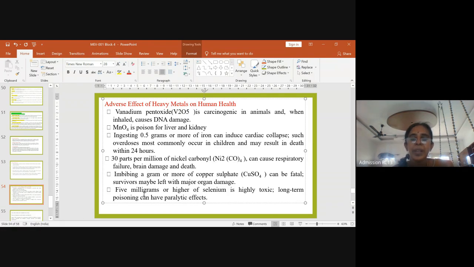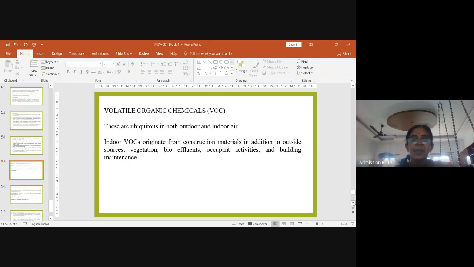So, imbibing a gram or more of copper sulfate is fatal. So, survivors may be left with major organ damage. So, 5 grams or higher of selenium is highly toxic and can cause paralytic effects.